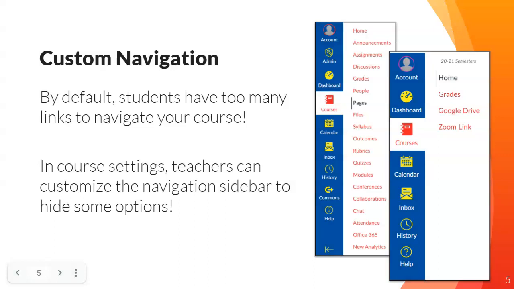Another tip that you'll learn in this module is how to customize the navigation of your course even further. So you'll notice when you first create a course, by default, there are a lot of options in the sidebar: home, announcements, assignments, etc. I find that sometimes that gives students too many options and too many ways to get lost or too many ways to interact with your content.